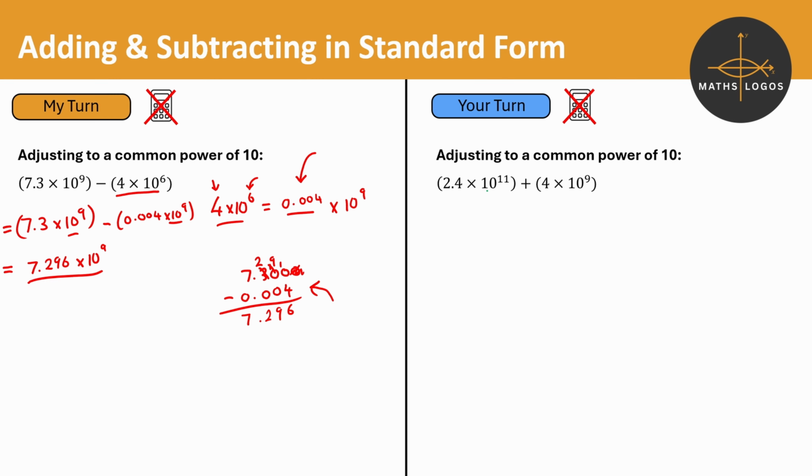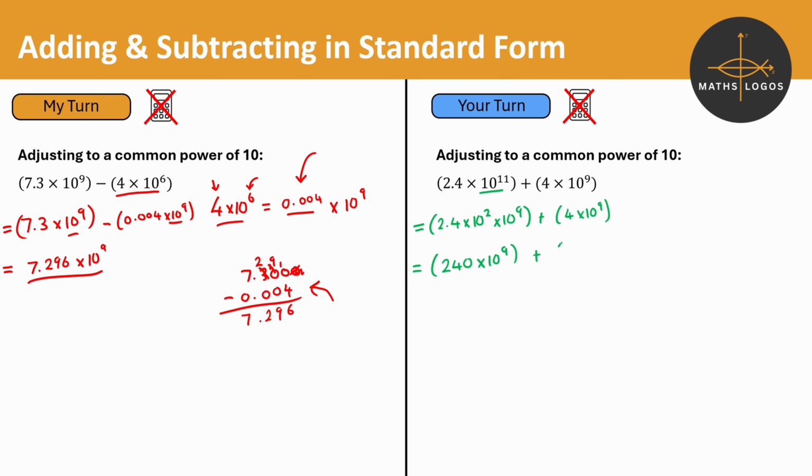Let's look at the first way, which is where we adjust the larger power of 10, which is this one. I'm going to rewrite this as 2.4, and I need to take 2 of my 10s, so to speak, out of it to get it to a power of 9, to get it to an index of 9, sorry. And then I've got my 4 multiplied by 10 to the power of 9 as it is. I can do 2.4 multiplied by 10 squared. So that takes me to 240 multiplied by 10 to the power of 9.